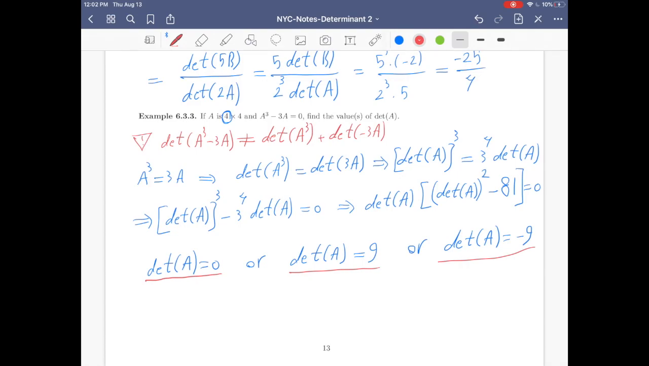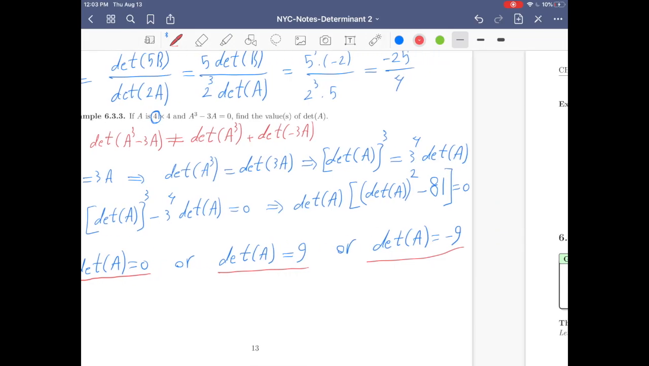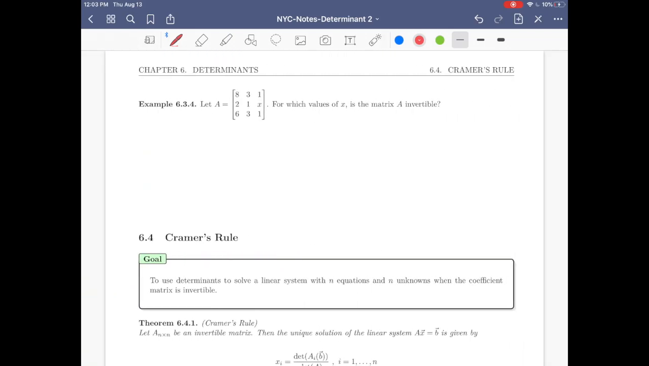I would like to ask a question. In this question, can I say A is invertible? The answer is no, because the determinant can be 0 or not 0. So in general, the answer is no. Okay, let's move to example 6.3.3.